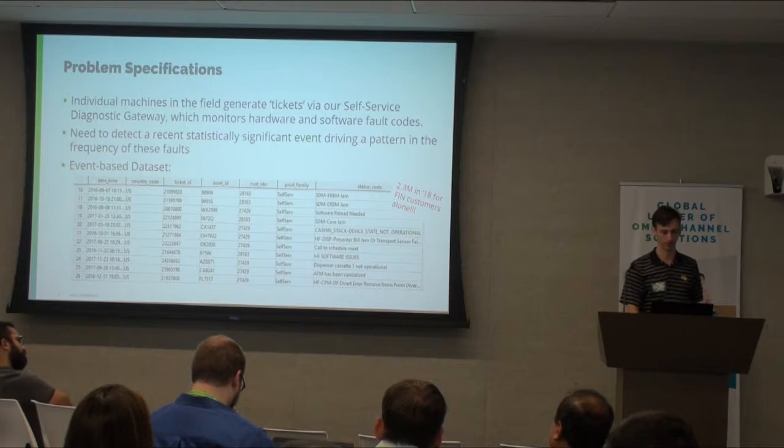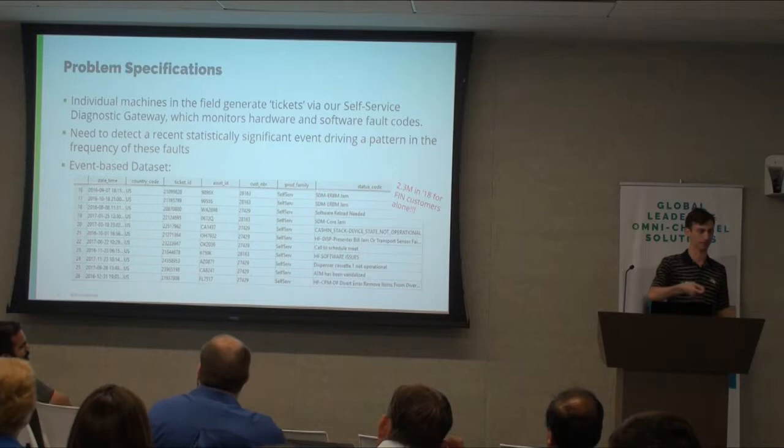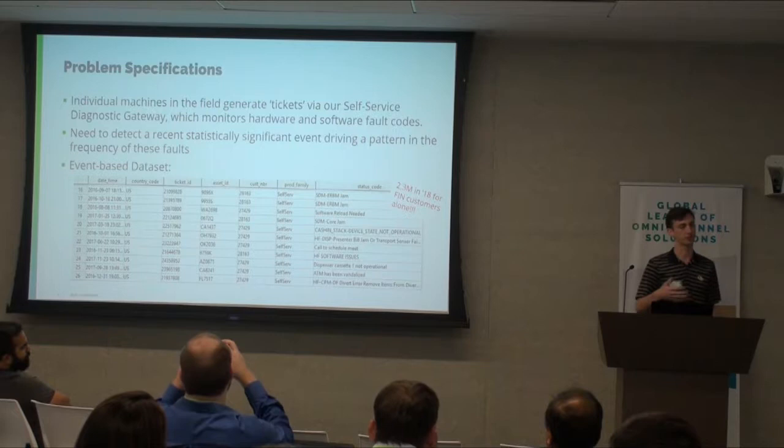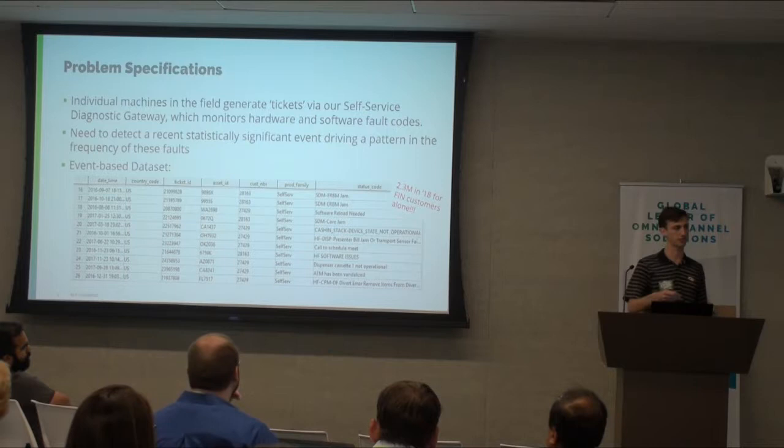SDM, scalable deposit module, core jam. The deposit module is where you put in the cash and the checks. Jam, okay. ATM has been vandalized. Dispenser cassette, the part that dispenses cash, not operational. So it's a lot of description of what went wrong, but no one has time. There were 2.3 million of them so far this year. We're not going to hire enough people to look at all of these themselves, so we need some system to drive where to look.